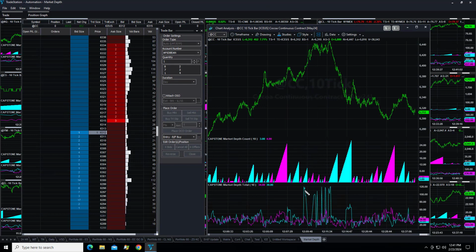The difficulty with testing this is this information is not saved, so you can't really go back and backtest it unless you spend a lot of time saving this data, or you purchase this data from a data provider that offers level 2 data.